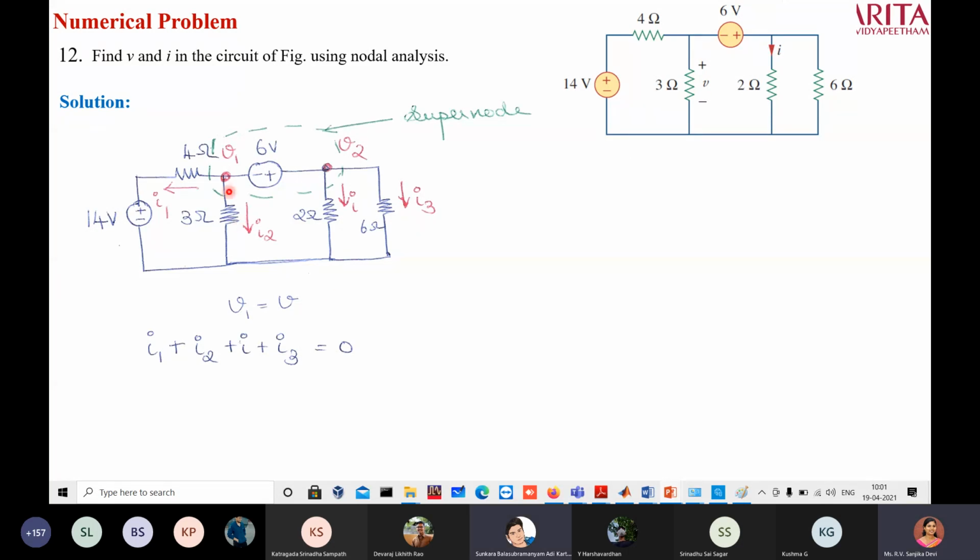Ma'am, V1 is equal to V by 3 now. Why is it V1 by 3? Because it is passing through the resistor. See, fundamental Ohm's law, don't forget. Voltage divided by resistance will not give you voltage. It gives you a current. Here, V1 is a voltage and V is also a voltage. Both are same.